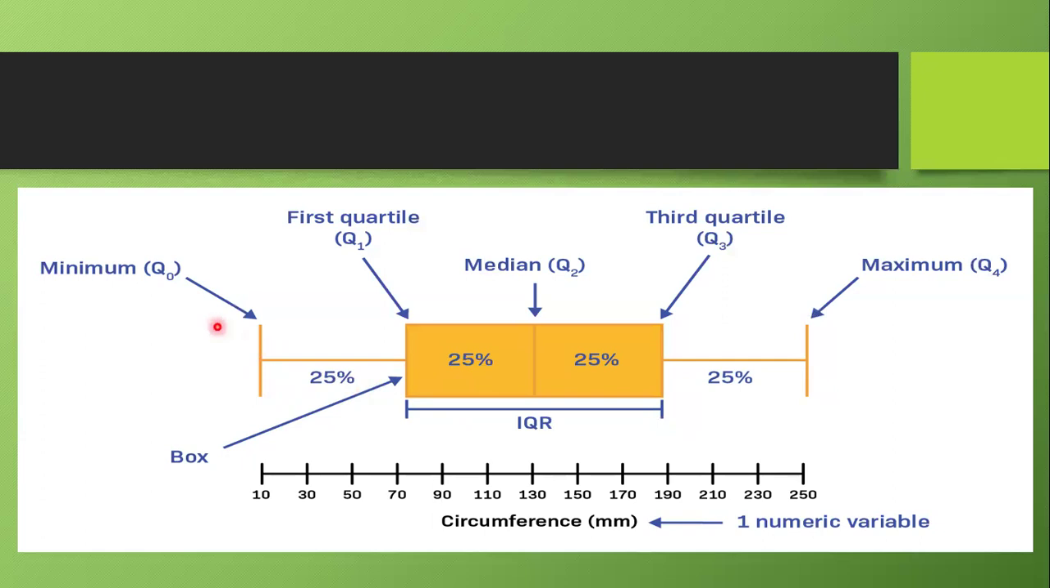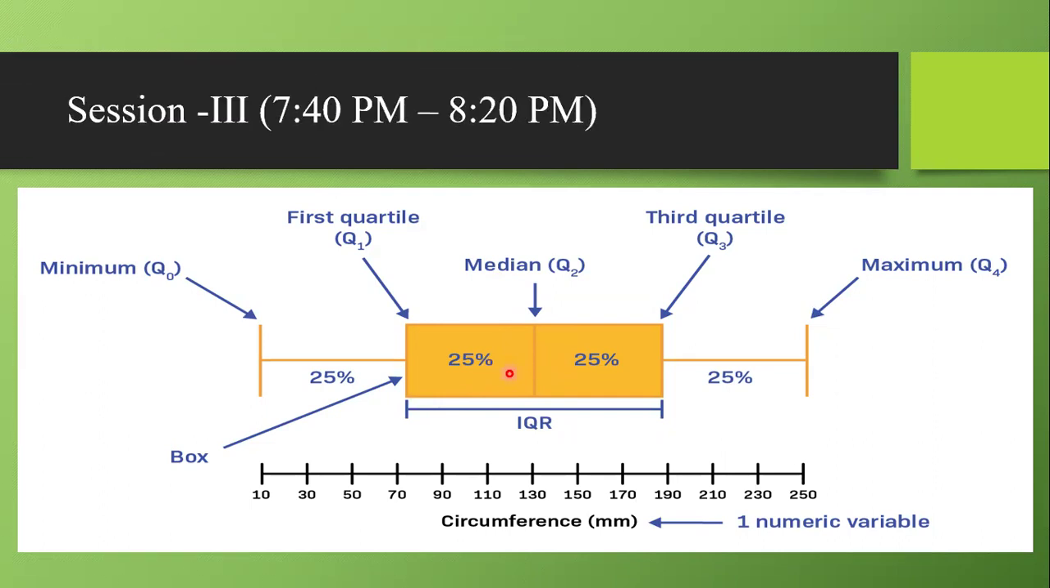This is the point where there is the minimum. This is the box. After the second quartile, it will become 25% more, and after that 25% more, it will become the third quartile, and this is the fourth quartile. So this middle value is called the median. So this is how a box plot is represented.